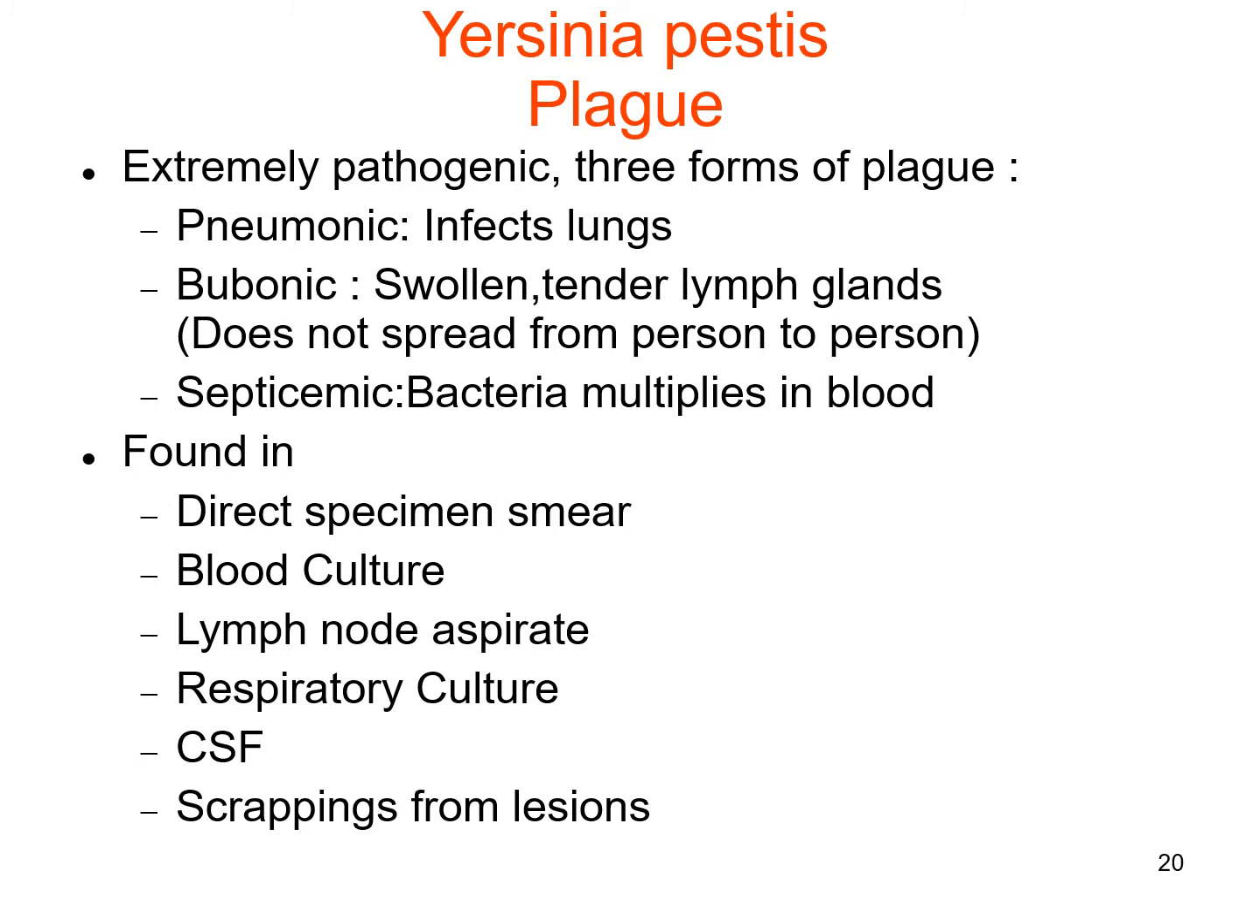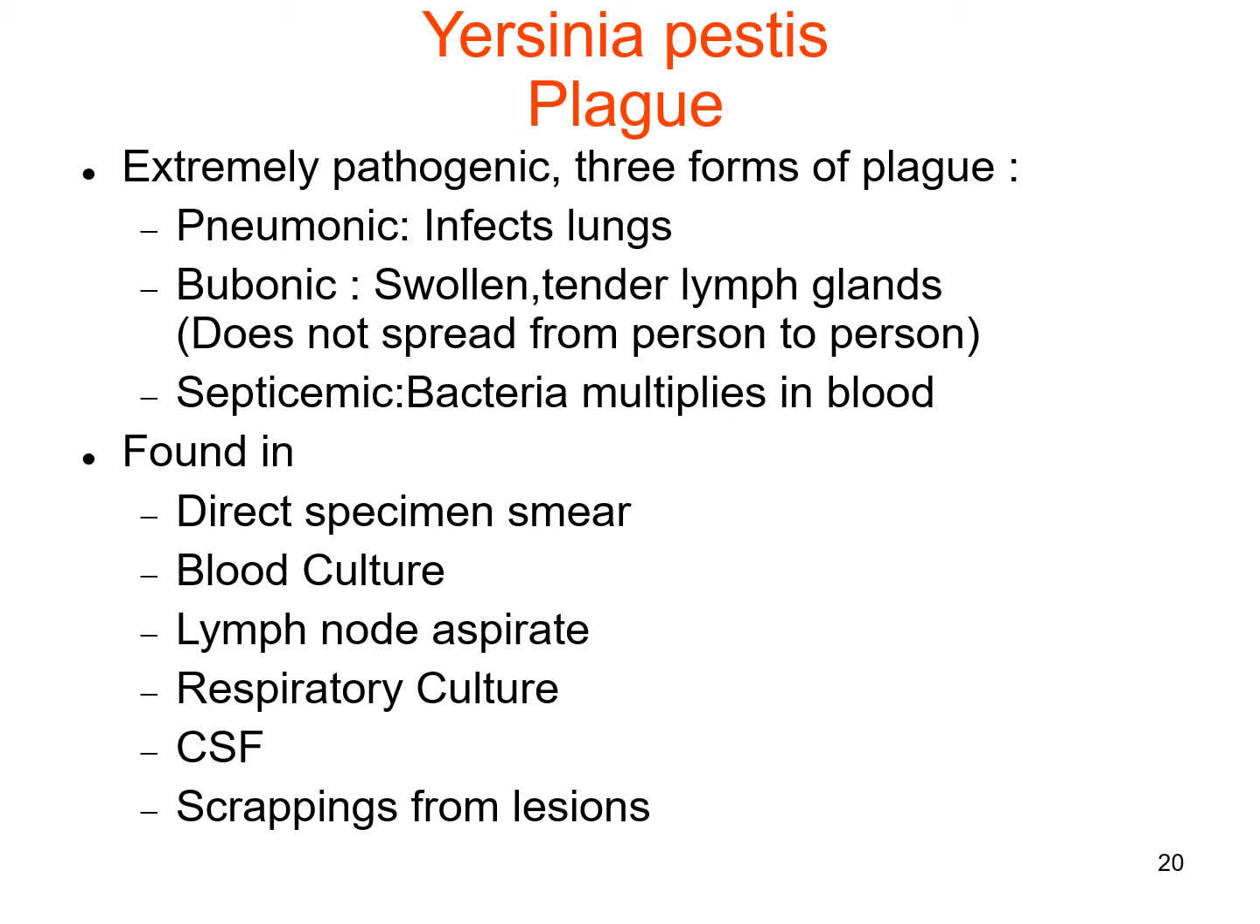The next significant organism is Yersinia pestis. This is the causative agent of the plague. It's extremely pathogenic and exists in three forms. There's the pneumonic, the bubonic, and then the septicemic. The pneumonic form infects the lungs. The bubonic infects the lymph node glands, and they appear swollen and tender. This form does not spread from person to person. And then there's septicemic, in which bacteria multiply in the blood.